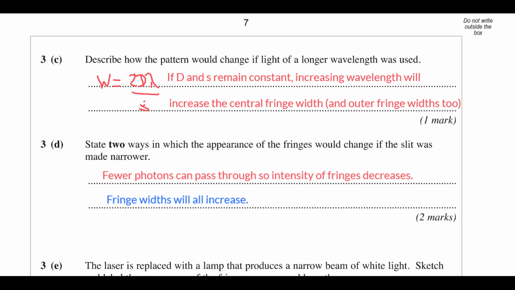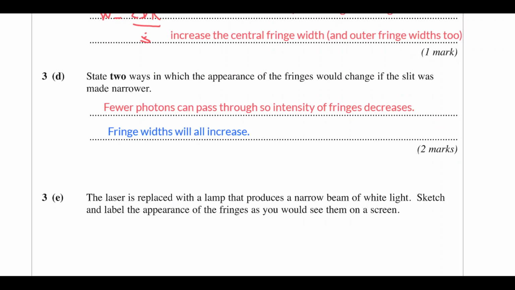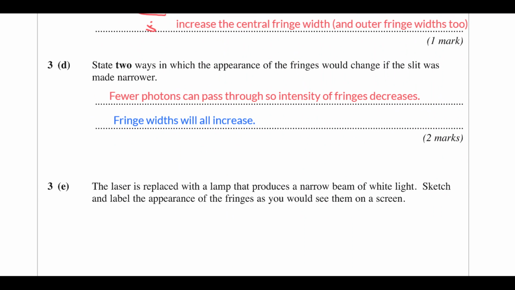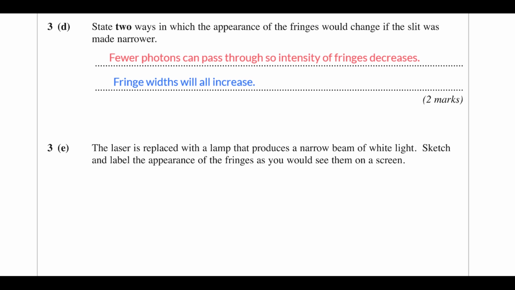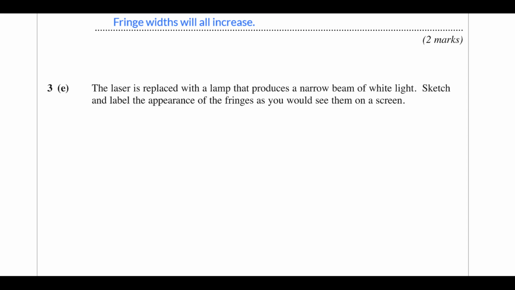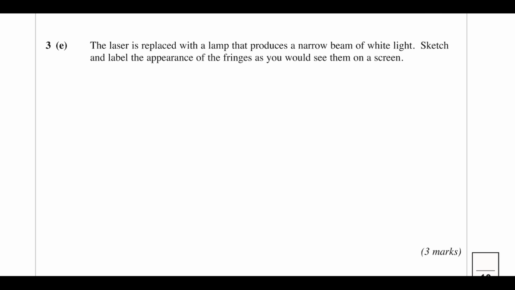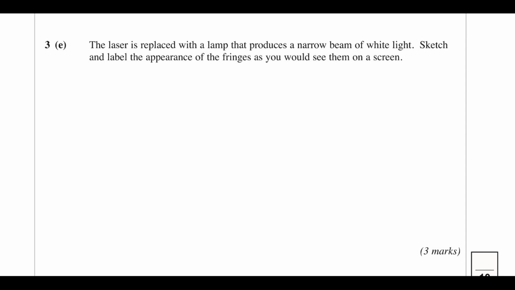Alrighty, so let's continue on. So the laser is replaced with a lamp that produces a narrow beam of white light. Sketch and label the appearances of the fringes as you would see them on the screen. So I'm going to draw what you would see, so let's say this is the center of your screen.